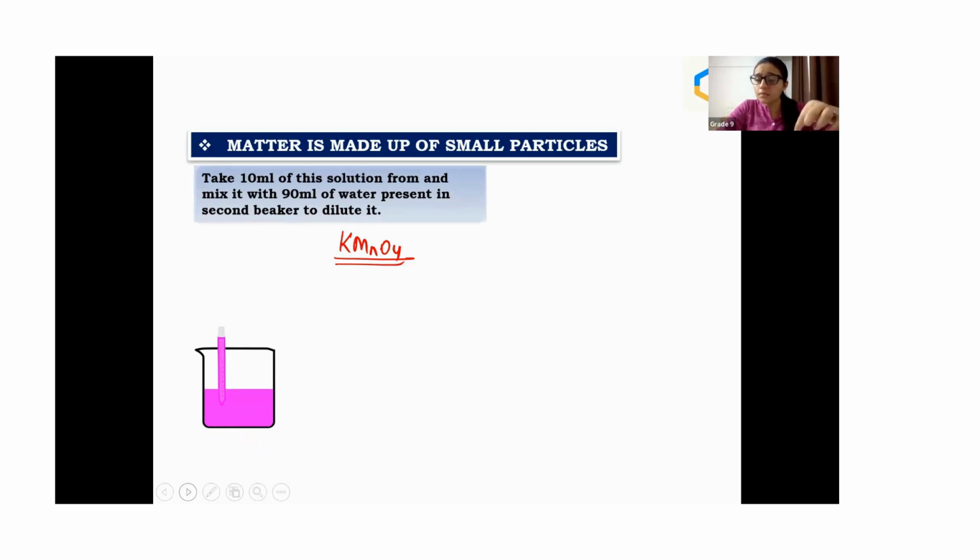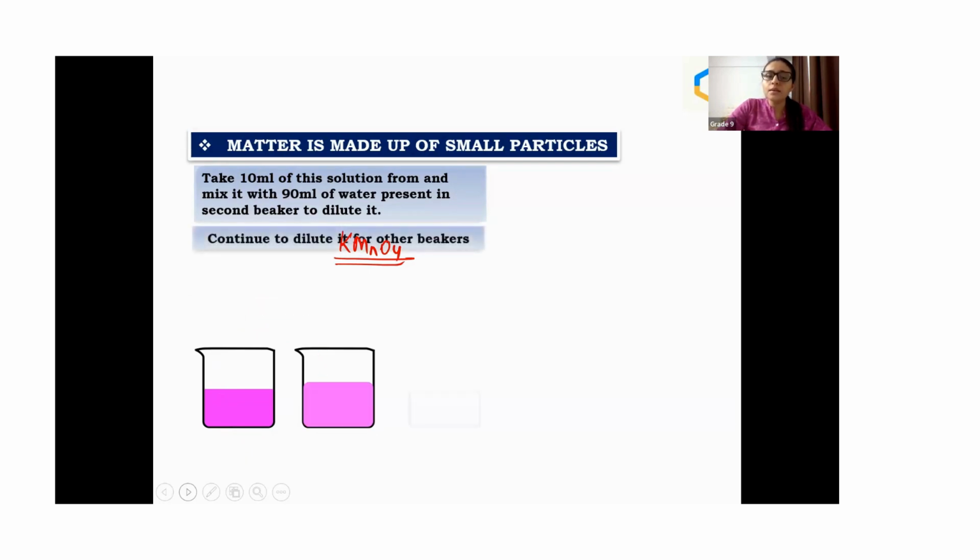Now we take some sample of this pink purple colored water into a tube, fill this tube with this potassium permanganate solution, and then pour this solution into a next beaker which already has 100 ml of water in it. Now we are taking this 10 ml solution and putting it in. Now again we will do the same thing. We are going to take a beaker and pour the same solution from the second one. Now the third one, we will see the same thing.